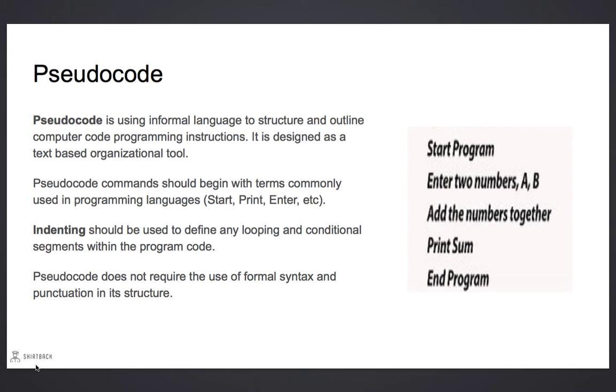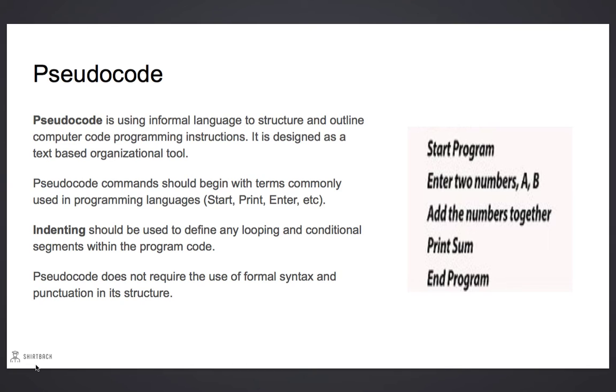Before we learn formal programming languages, it's helpful to learn pseudocode. Pseudocode is an informal language that we use to learn how to structure and outline computer code. We also use pseudocode to learn how to use programming instructions. It's designed as a text-based organizational tool.